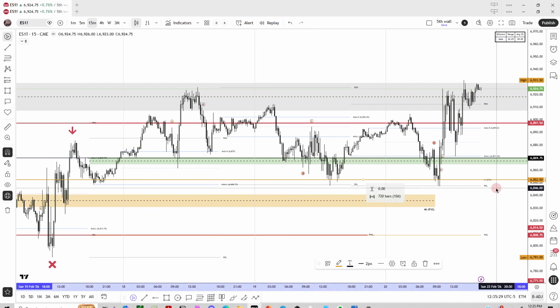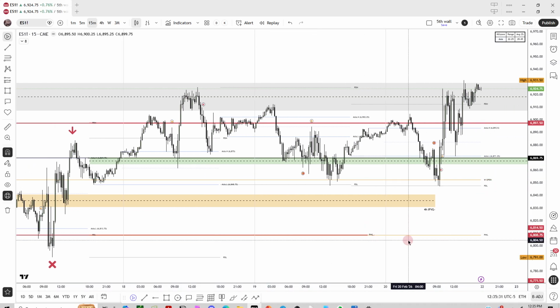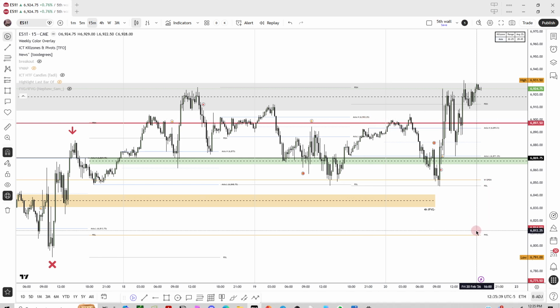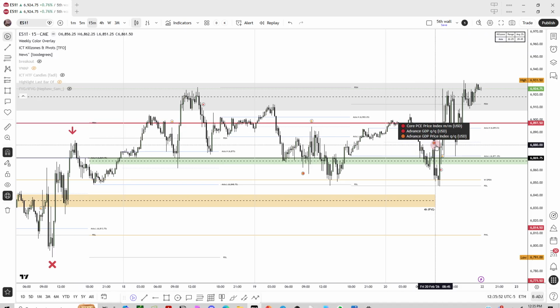I'm gonna take that off now. Take this off too, because this indicator here is documenting the weekly open and the previous week's low. It's also documenting the Asia low and Asia high, previous day's high and previous day's low. And these are documenting the news.